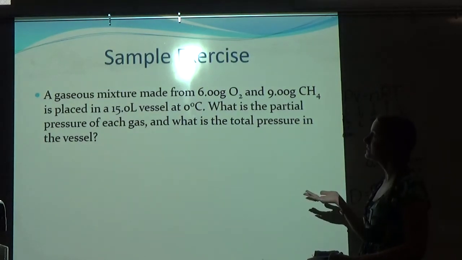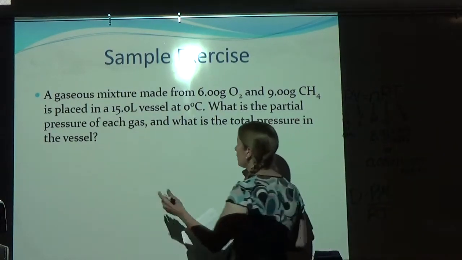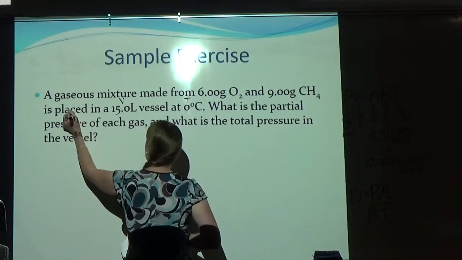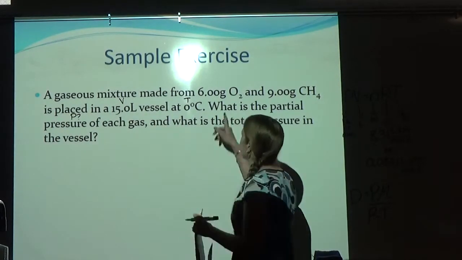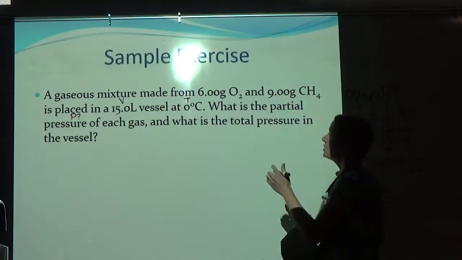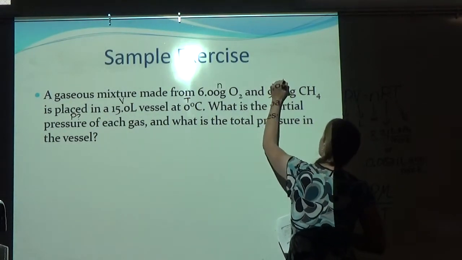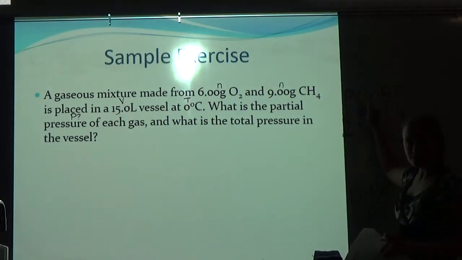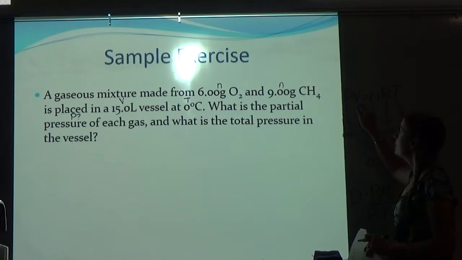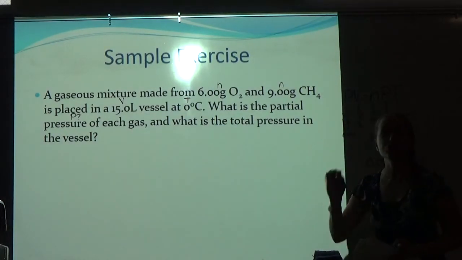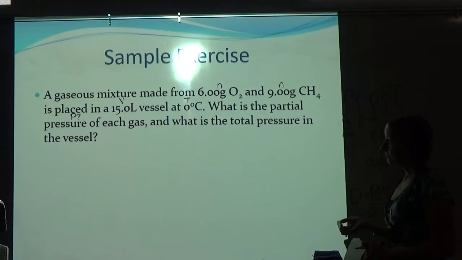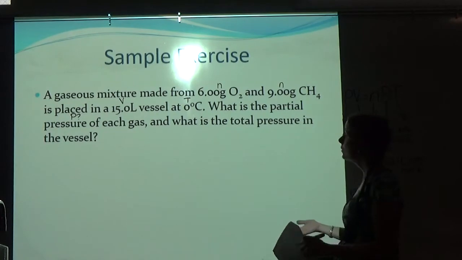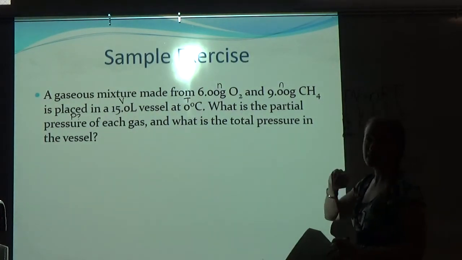Well, what I need to notice is, okay, I'm seeing a volume, I'm seeing a temperature, they're asking me for pressure, and then I'm seeing grams, which I could end up changing to moles. Once I realize I'm seeing all this, that should make me think ideal gas law. You will be surprised how many questions involve ideal gas law as just one of the steps. So I know my grams, so first thing I need to do is change it to moles because I can't plug grams into the ideal gas law.